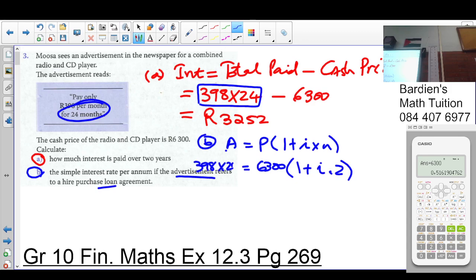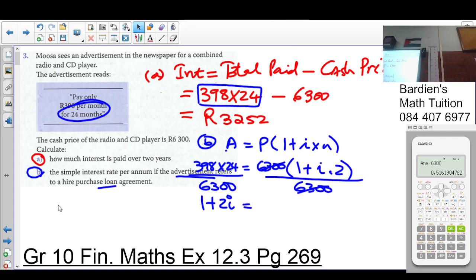How would I work it out? So what do I do first? Divide by 6,300. So that cancels. So 1 plus 2i is equal to 398 times 24 over 6,300. Okay, which gives us 1.516. We take the 1 over the equal sign.